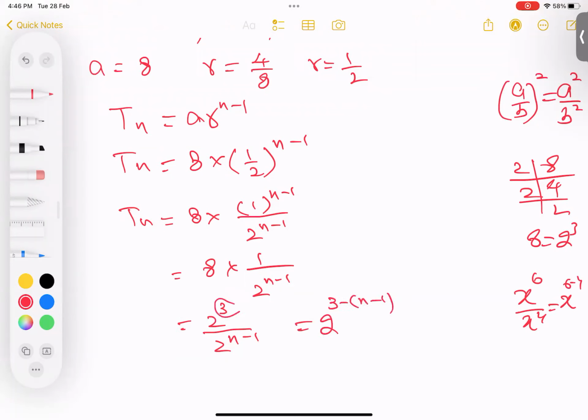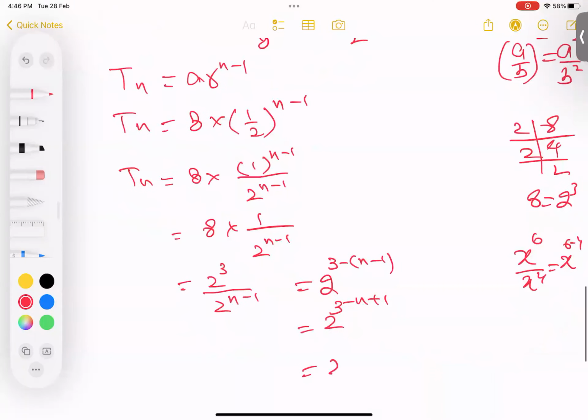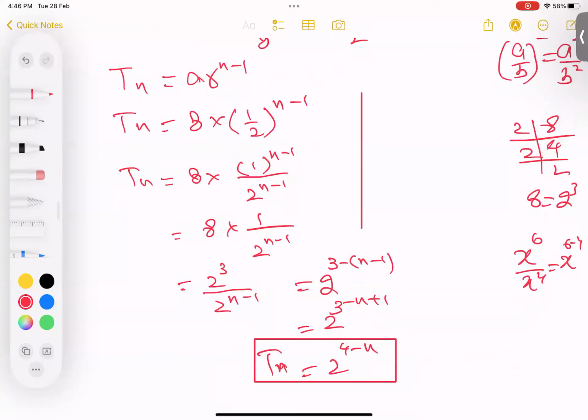I repeat my words. This is the upper power and this is the lower power. And basically in the formula, they always subtract. So if I simplify further, students, minus n, and minus into minus will give us plus. And this is my final answer: 3 plus 1, 4, and minus n. This is my nth term formula. Too lengthy, but anyway, I have seen this kind of question in exam papers.